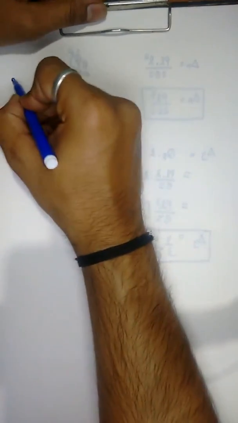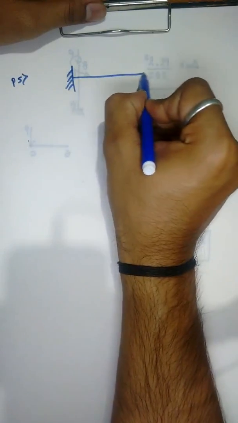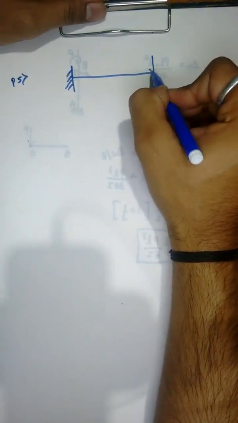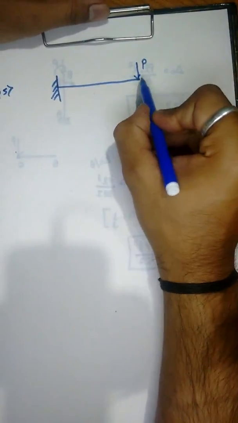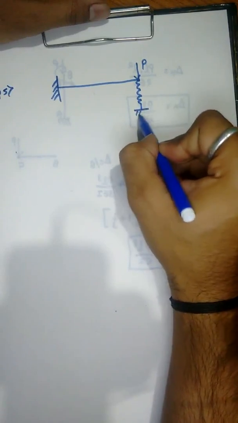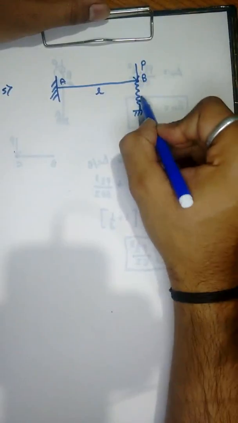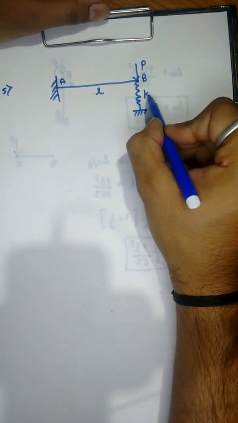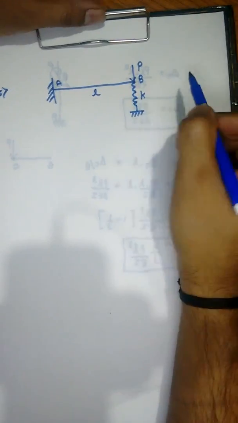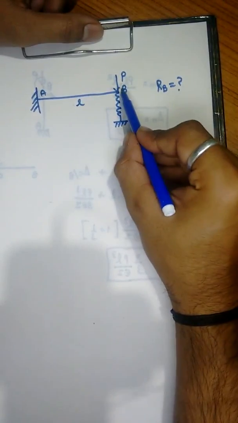Let us solve the next question of propped cantilever. Our next question, P5: we have a cantilever beam carrying a point load P at its free end and supported by a spring support. The length is L, this point is say A, this point is say B. The spring constant or stiffness of the spring K is given in the question. We have to find the reaction at point B.